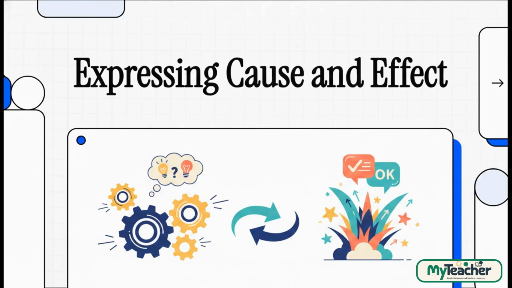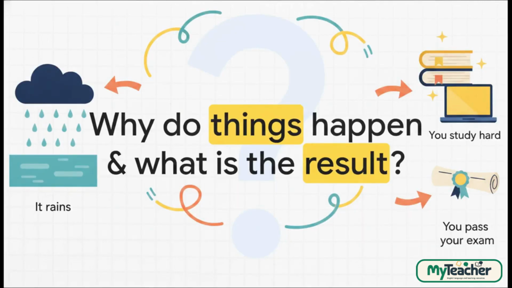Today we're going to learn something really useful, how to express cause and effect in English. It's a very important skill, and I promise you it's much easier than it sounds. Let's get started. Let's begin with a very simple question. Why do things happen and what is the result?